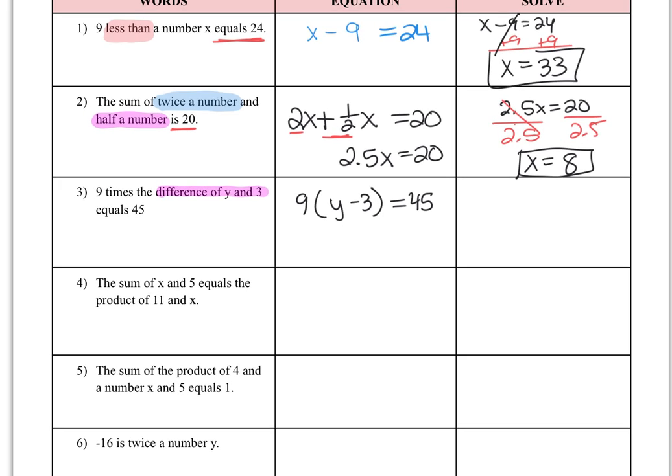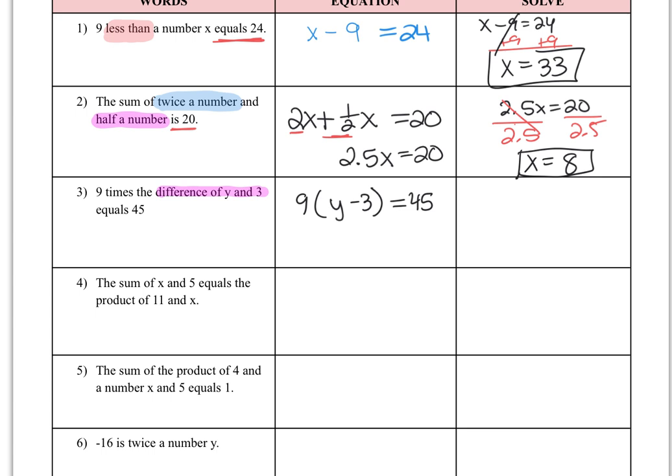And so again, 9 times the difference of y and 3 equals 45. After I write it, I try and say it and make sure it matches when I say it as well, just in case I mess something up. In this, we could choose to distribute or isolate. What do you guys want to do?